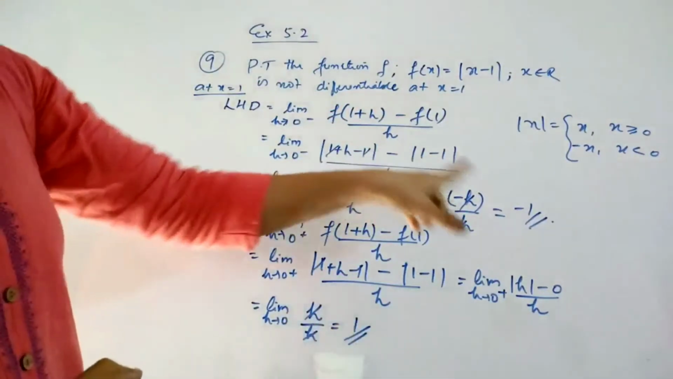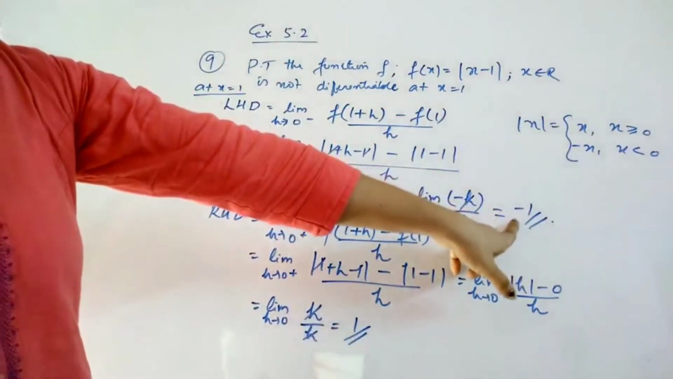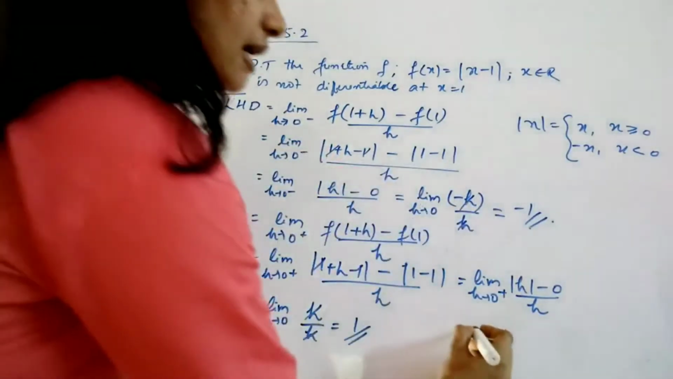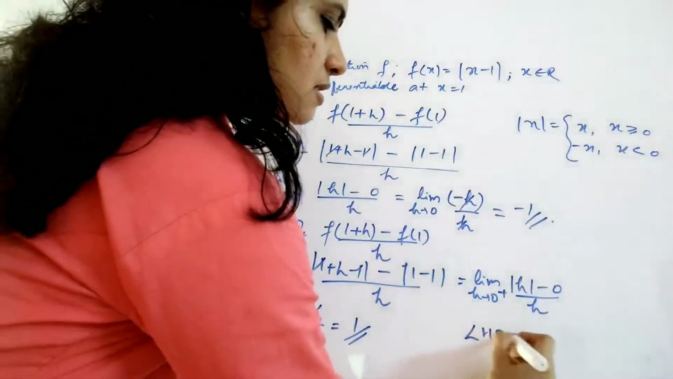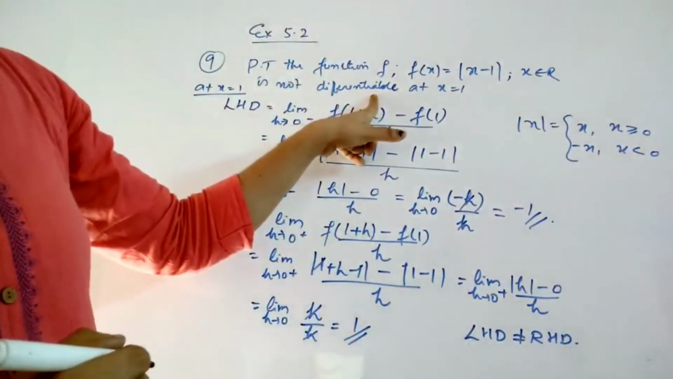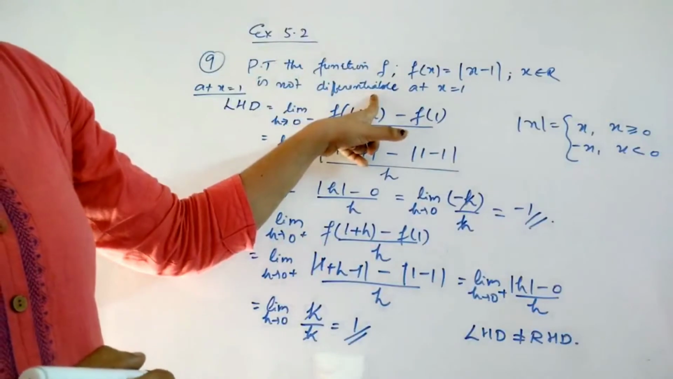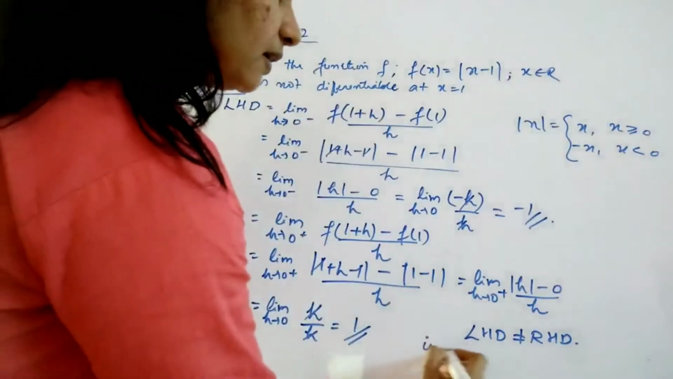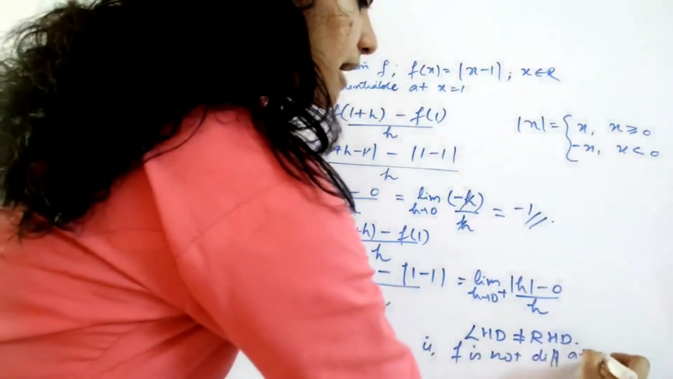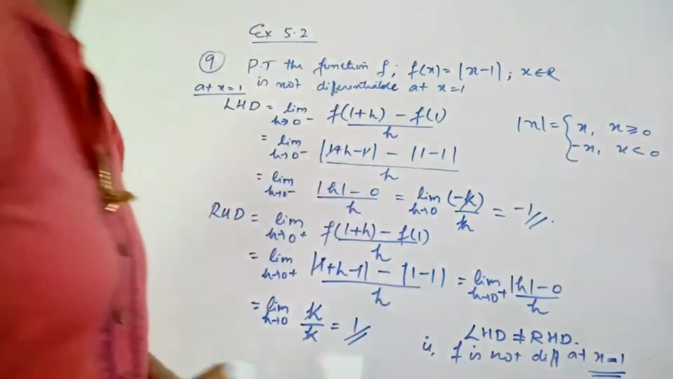So your left hand side derivative's value is −1 and the right side's value is 1. So you can say that LHD is not equal to RHD. That is, the function is not differentiable at x = 1. f is not differentiable at x = 1. Okay.